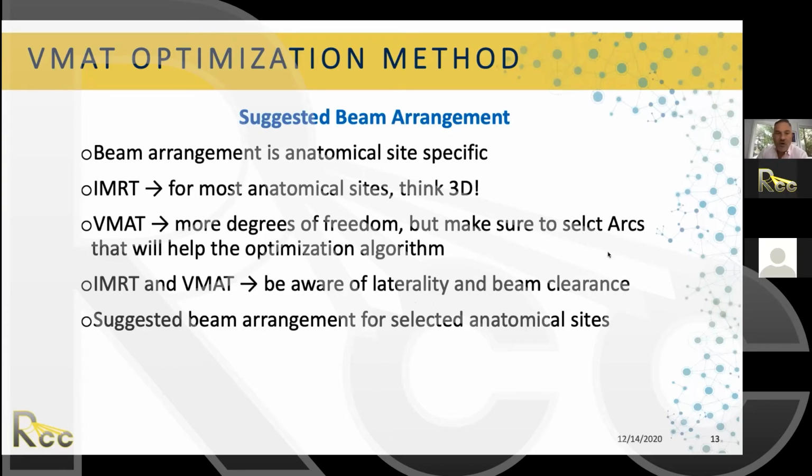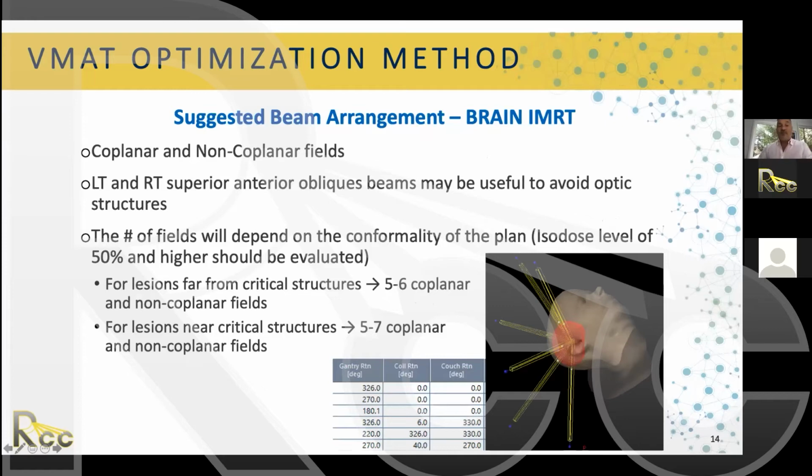So I'm going to go through anatomical sites. I'm going to start with the brain. For brain IMRT beam arrangement, normally you're going to be using coplanar and non-coplanar fields. Remember, non-coplanar fields are fields that have couch rotations. And for brain, we can do it because we know that we're not going to have any collisions between the gantry and the couch or anything. We have more freedom to select that.